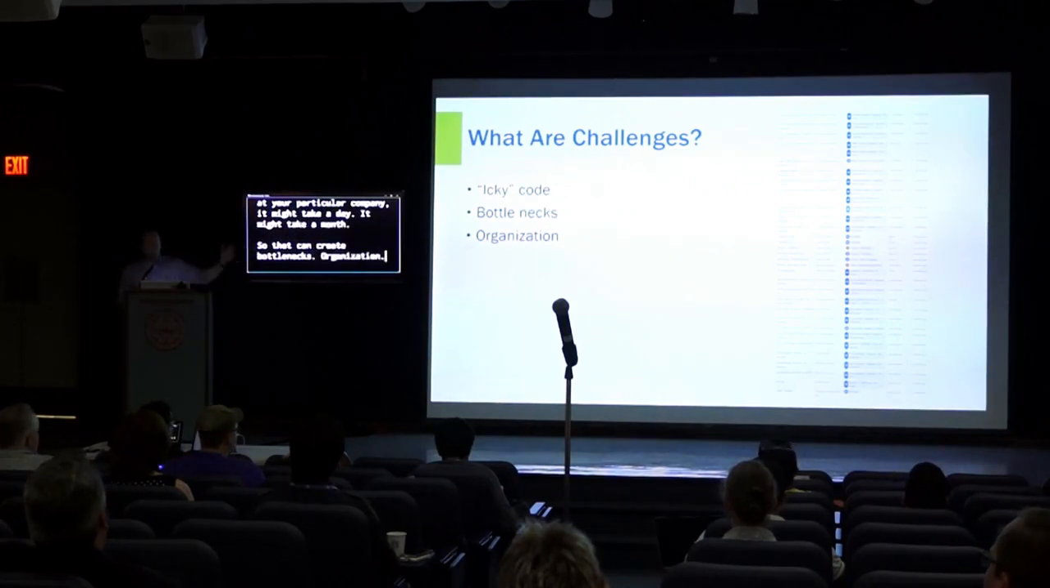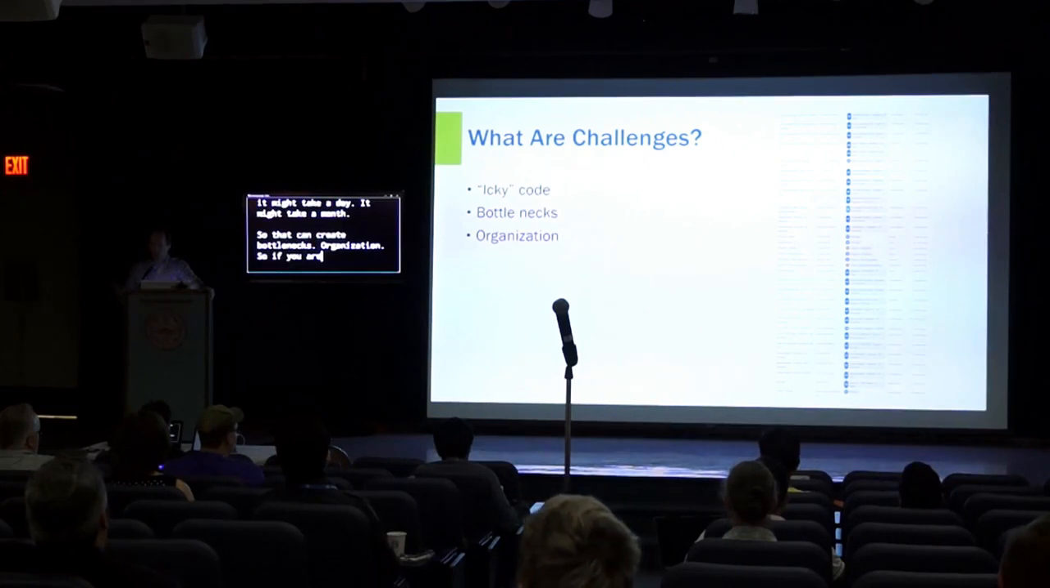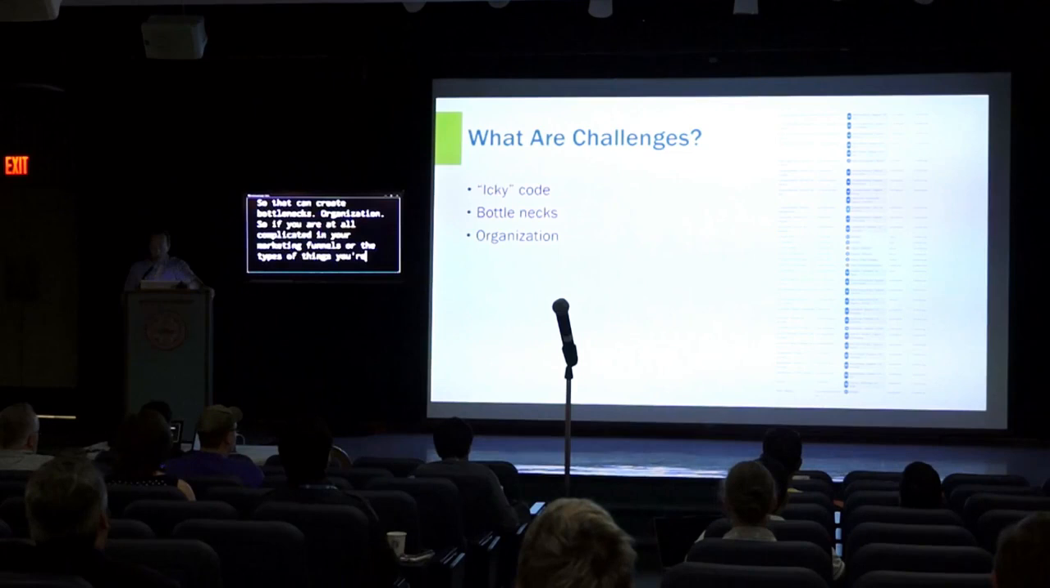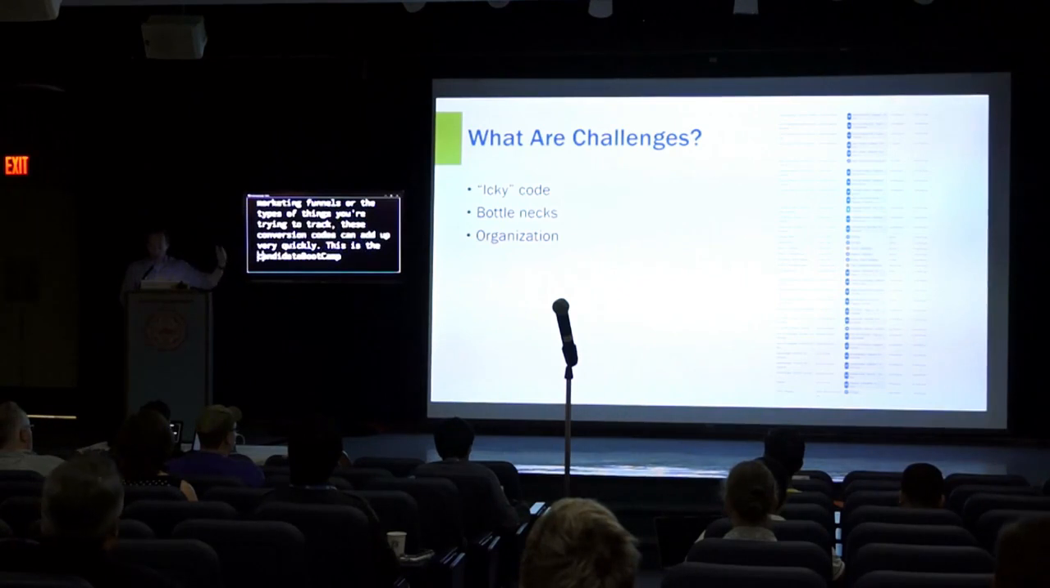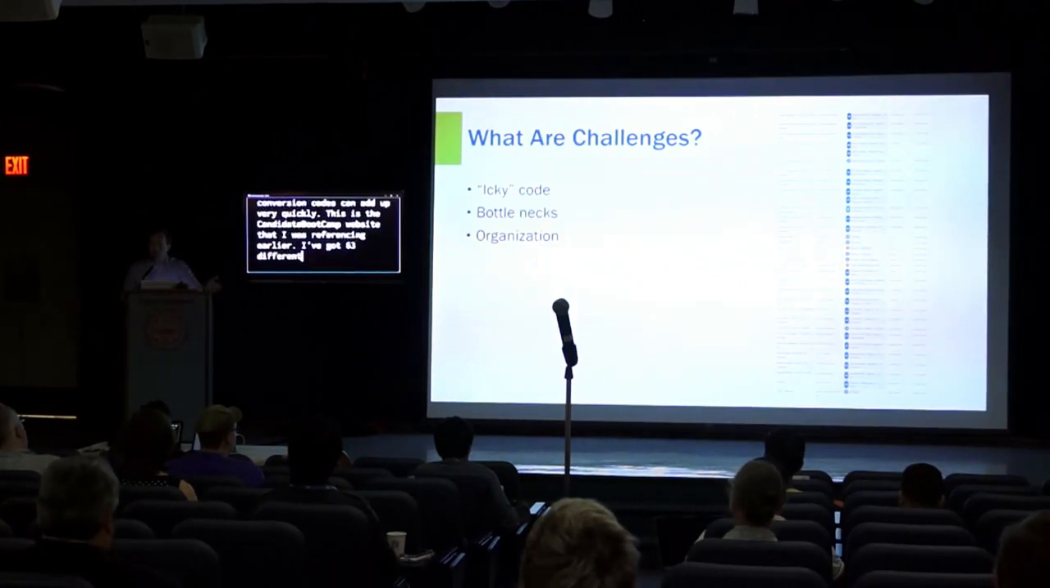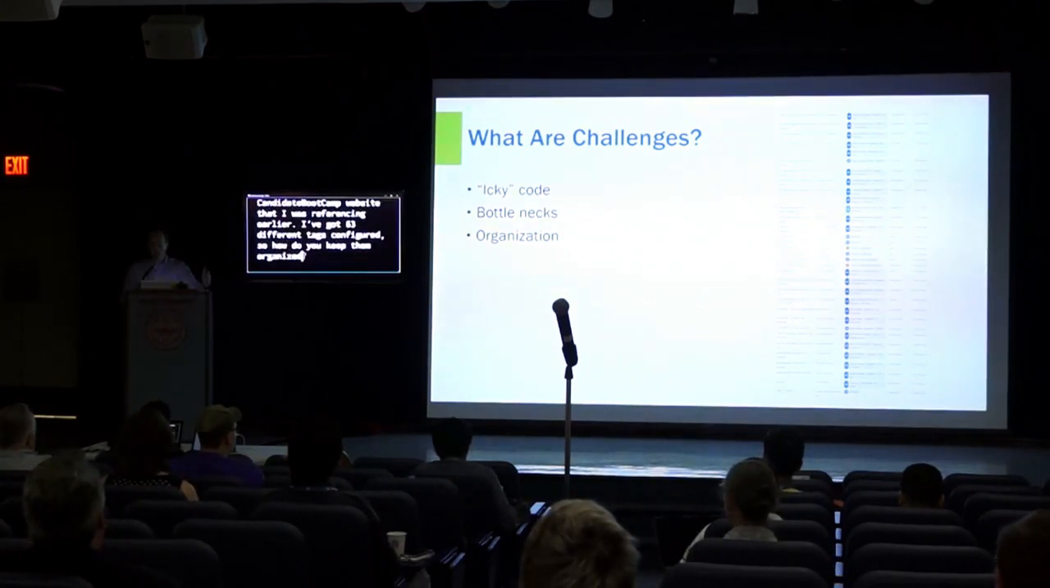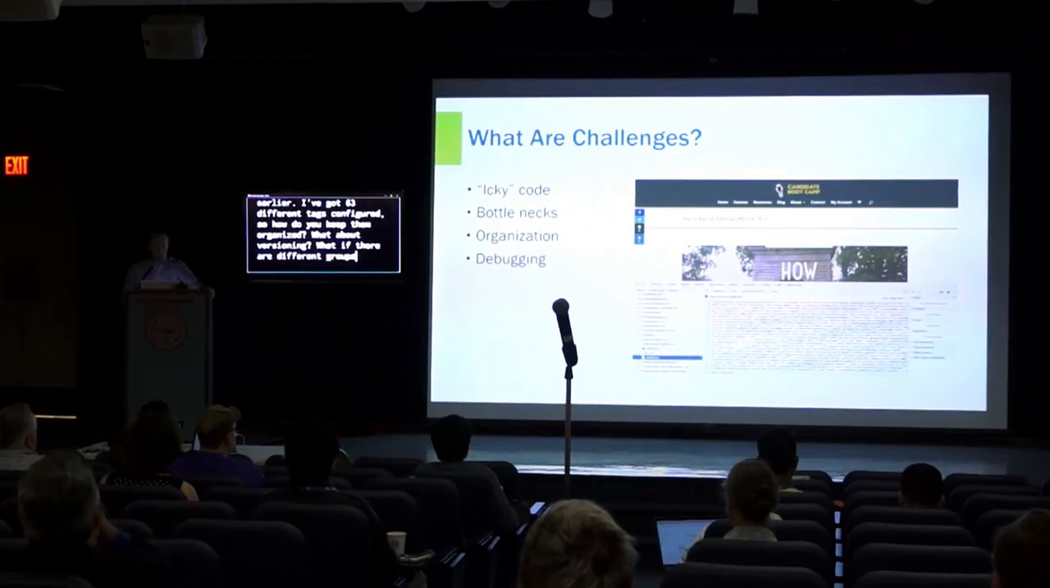Organization. So if you are at all complicated in your marketing funnels or the types of things you're trying to track, these conversion codes can add up very quickly. This is the Candidate Bootcamp website that I was referencing earlier. I've got 63 different tags configured, so how do you keep them organized? What about versioning? What if there are different groups that are working on these tags? Those are all challenges that are associated with this code.